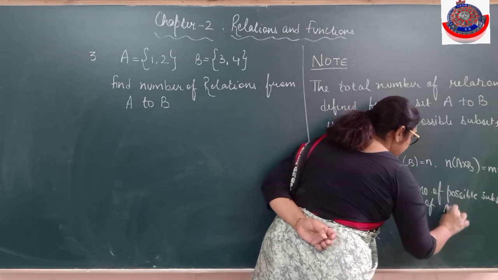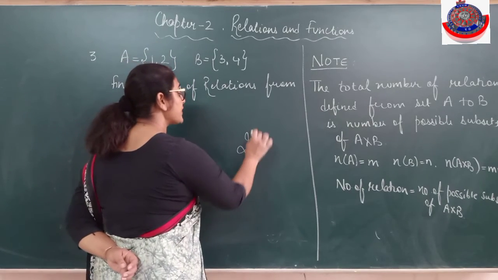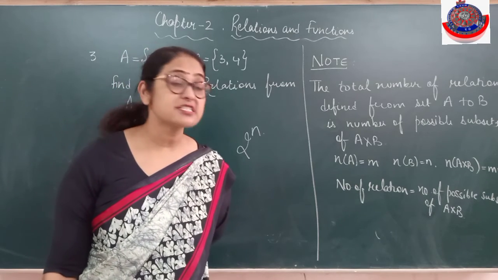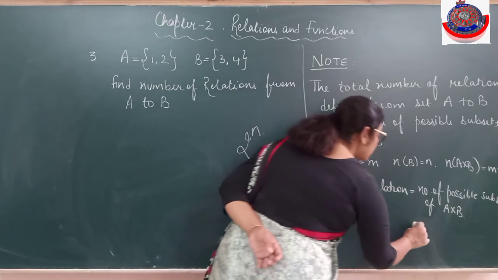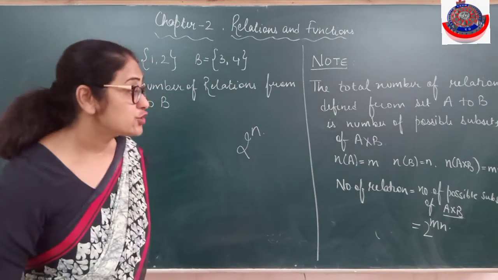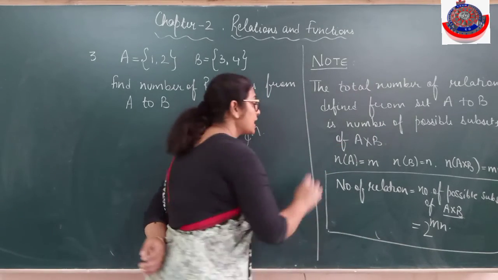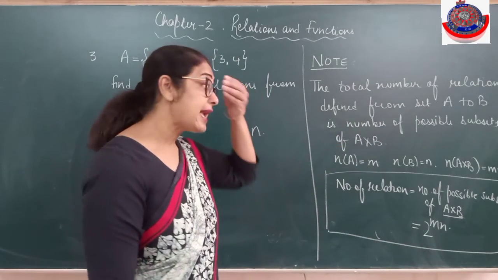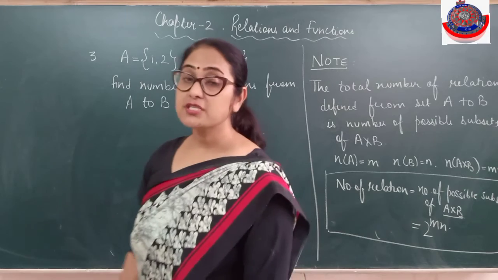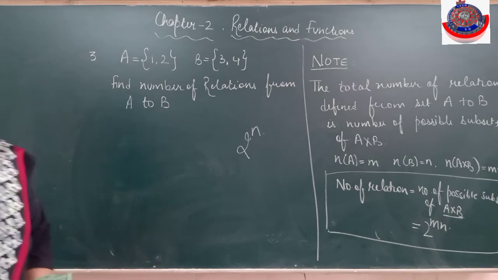of A cross B. So we have done a formula in chapter 1. The number of subsets is always equal to 2 raised to the power number of elements in the set. I want to write down the subsets of A cross B, so that means 2 raised to the power number of elements in A cross B. How many elements are there in A cross B? mn. So the number of relations from set A to B is equal to 2 raised to the power mn. Relations are always equal to possible subsets of A cross B. Is it clear? Because R is a subset of A cross B.